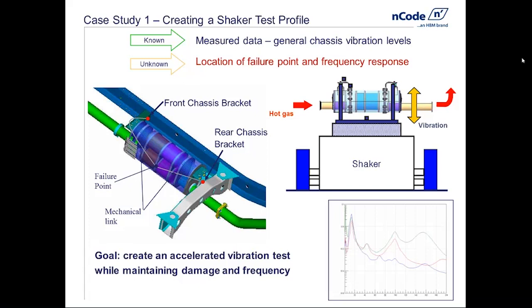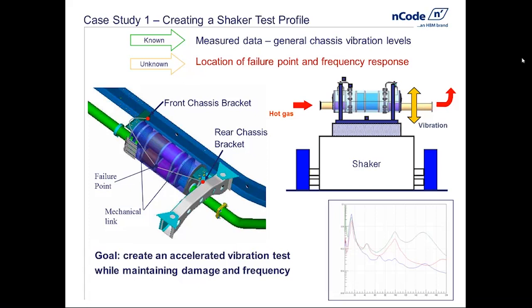The validation test that was going to be run here, you can see in the upper right corner, is fixing the exhaust system on an electrodynamic shaker. And the question here is, what should this shaker reproduce? What frequency content? What magnitudes over that frequency bandwidth? And for how long?